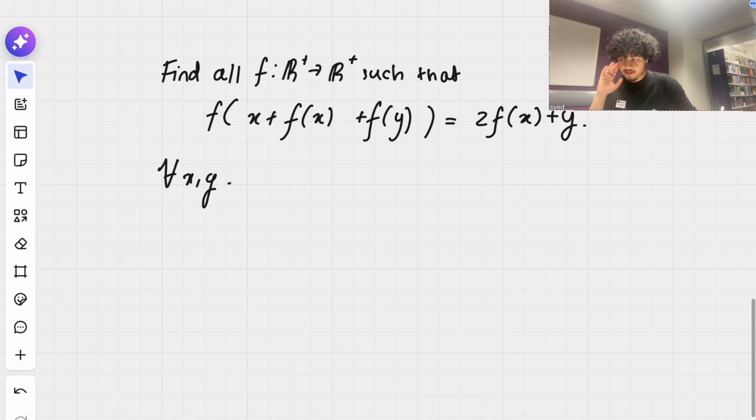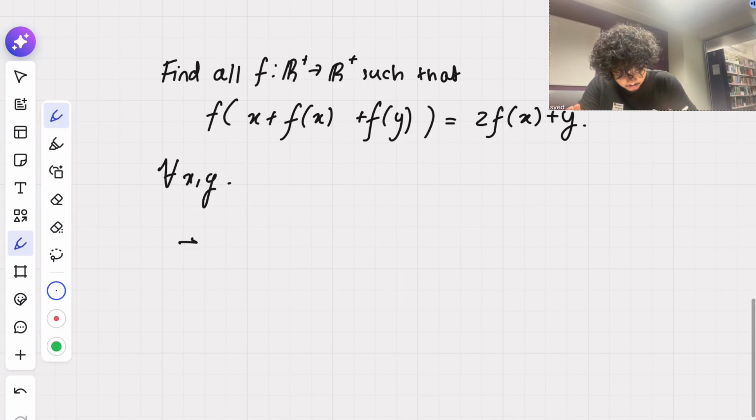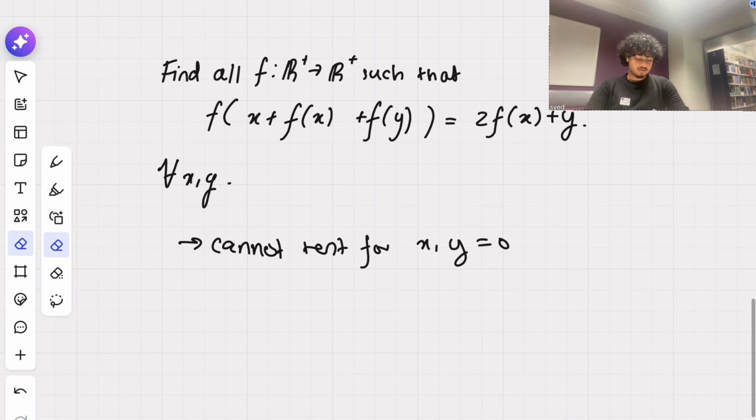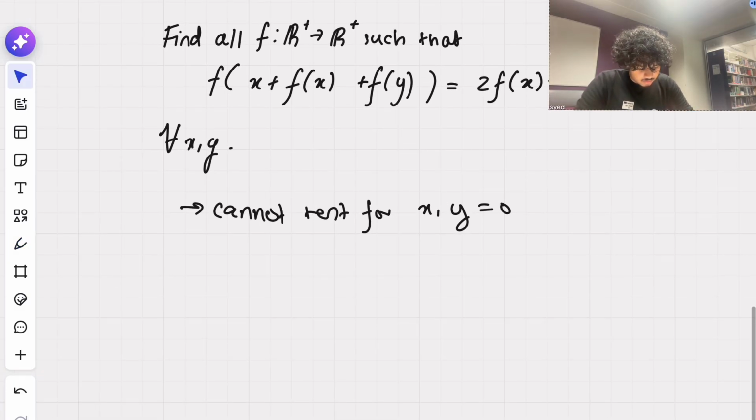We cannot test for x, y being equal to 0 because 0 is neither positive nor negative, so we can't use that. So what is the next natural progression? We can't think of any useful tests right now. So let's try to find something about the function.